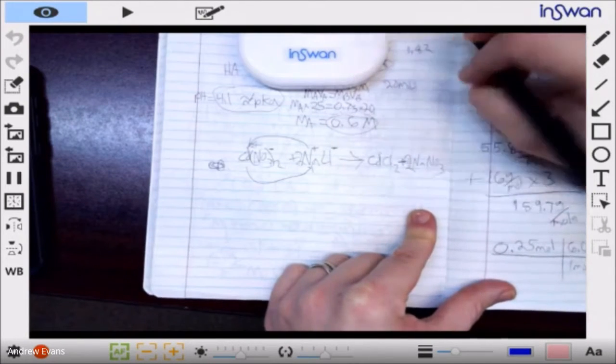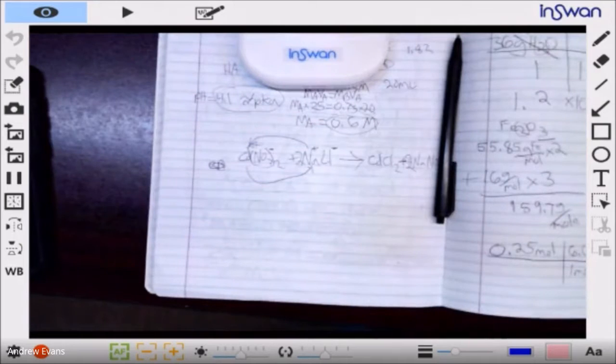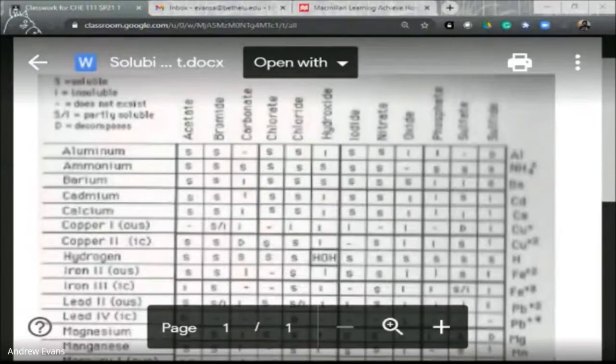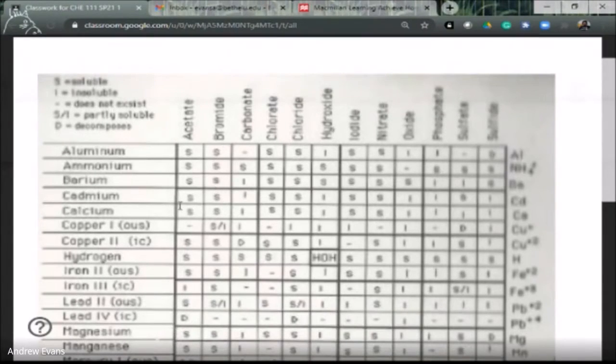Now the next question becomes, are either of those a solid? So how would we go back to the chart? We're going to flip back to the chart and look up cadmium chloride. Cadmium chloride right here is soluble. So that means it's aqueous.